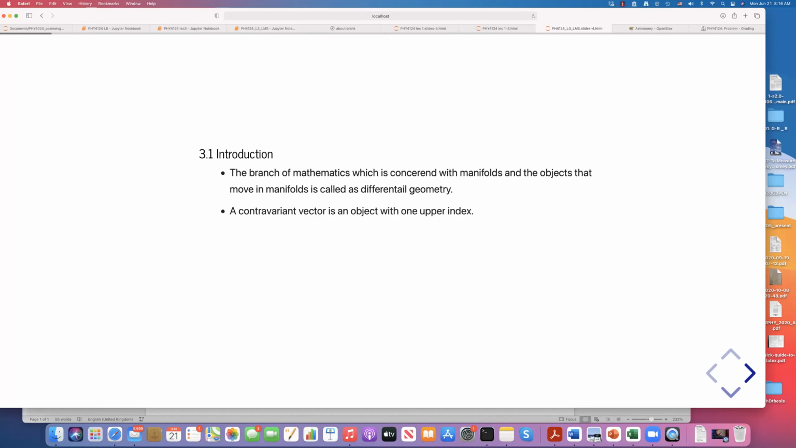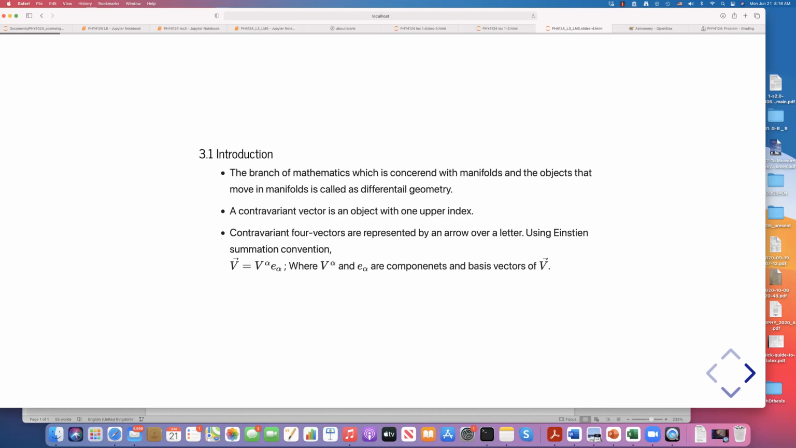Right. Now, as I told you, we talk about two types of vectors here. The first one is called a contravariant vector. These vectors are objects with one upper index, right? So let me show it. When you have contravariant four-vectors, as you saw in the special theory of relativity, you have four components, right? We normally represent these contravariant vectors by an arrow over a letter.